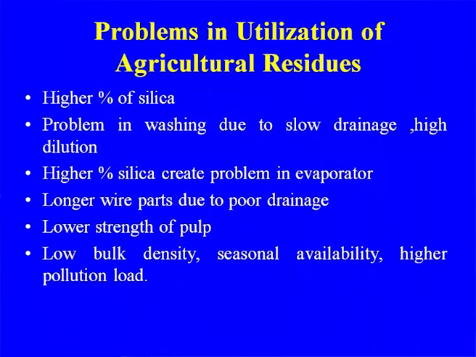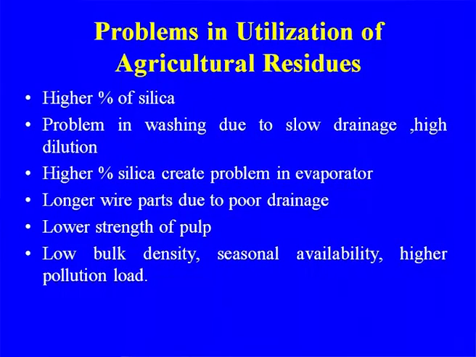So, the washing is not proper in the brown stock washer. With a higher percentage of silica, we cannot go up to 30-35% in the conventional evaporator, and so the efficiency of the recovery furnace will go down, and you cannot achieve that target of 60-70% which you get in case of the hardwood or the bamboo or the softwood.